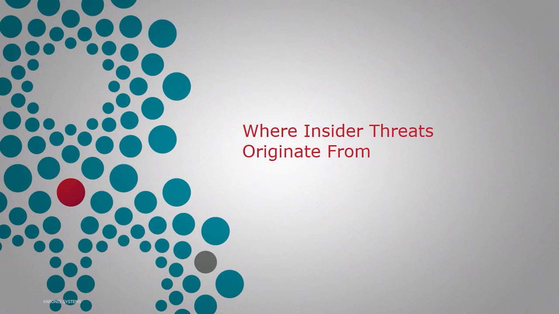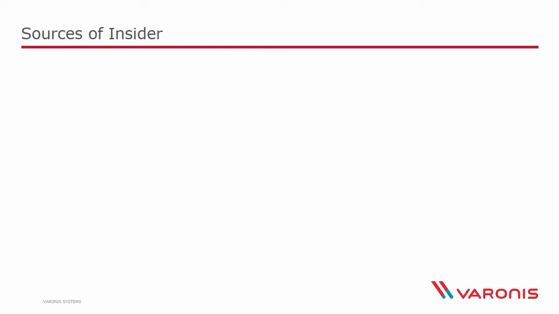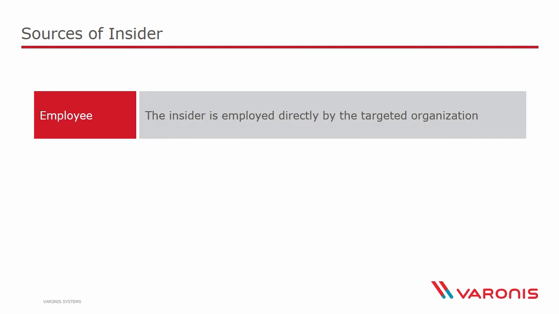You may look at this title and think the answer is kind of obvious. Insider threats originate from inside the organization. But there's a lot more to it than that. Let me show you what I mean. When we talk about sources of insider, we most frequently think of the employee. So this is someone who works directly for the organization. They're probably physically inside the premises, and they may well have been coming and going from the organization every single day for years and years on end.